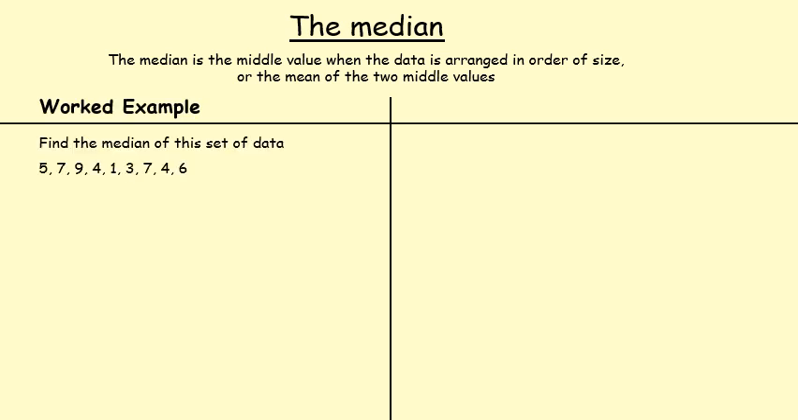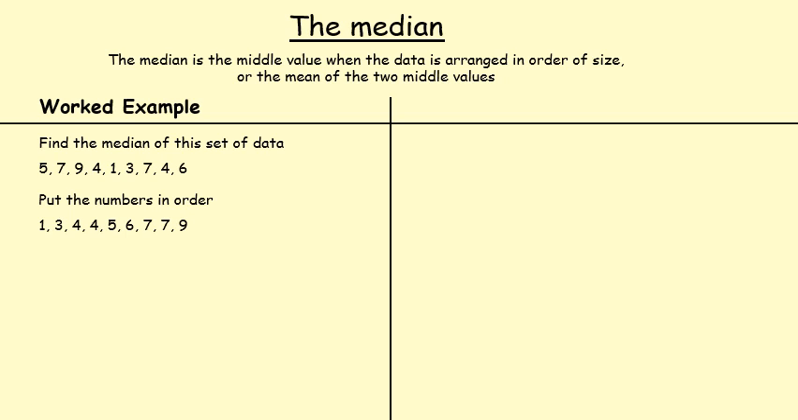Okay, so to find the median of this set of data, what we first want to do is put our numbers in order of smallest to biggest. That's what we mean by order of size. So if we put them in order, we end up with 1, 3, 4, 5, 6, 7, 7 and 9.